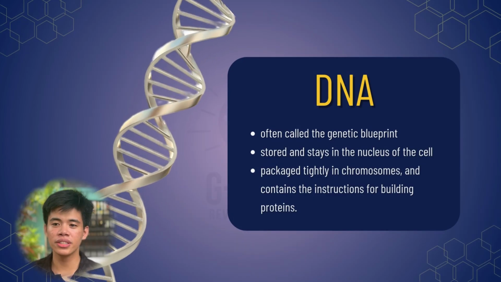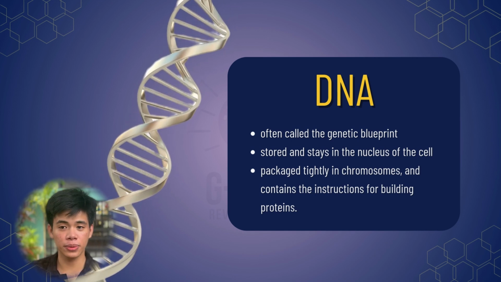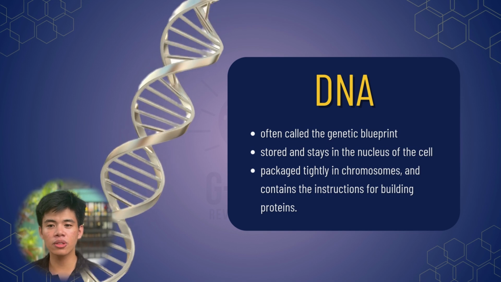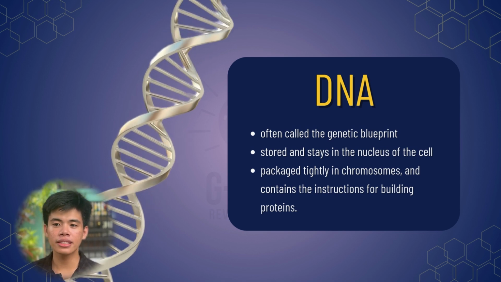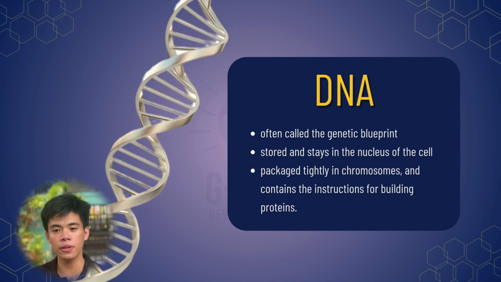DNA is often called the genetic blueprint, like a set of master's instructions that tells every cell what to do, how to do it, and when to do it. As I mentioned, it's stored and stays in the nucleus of the cell, packaged tightly in the chromosomes, and contains the instructions for building proteins.